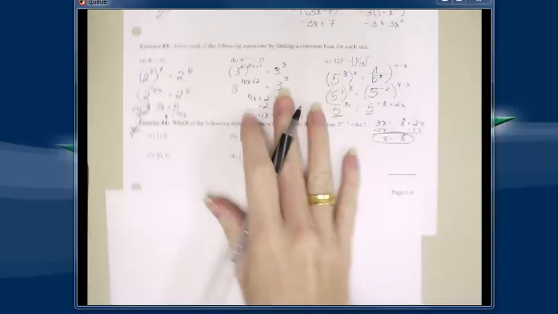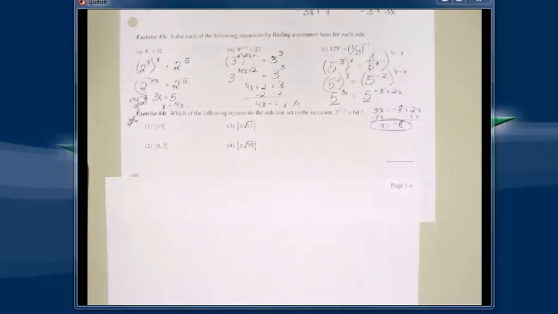Now, worst case scenario, if the common bases method is not making sense yet, what other options do you have? You have the store method because it's multiple choice.